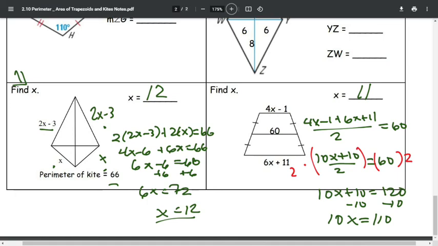Last one is a mid-segment or a median problem. So I need to set it up like this. So the first thing I did was combine my terms up here to get 10x plus 10 over 2 equals 60. And as you can see in red, what I did is multiply both sides by 2. If you divide by 2, you'll be fine. You'll get 5x plus 5 equals 60, and you'll still get the same answer. But multiplying both sides by 2 is going to guarantee we avoid getting decimals in situations like this. So 11 is going to be your answer there.